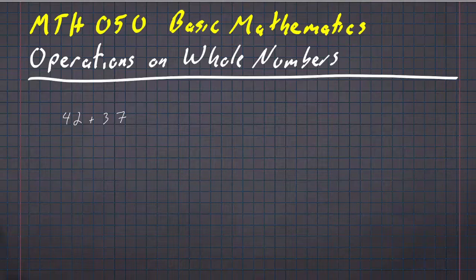So for example, if you have something like 42 plus 37, you might want to come off to the side of the expression and write out in columns 42 and 37 and add column by column. 2 plus 7 is 9, 4 plus 3 is 7, so 42 plus 37 is 79.